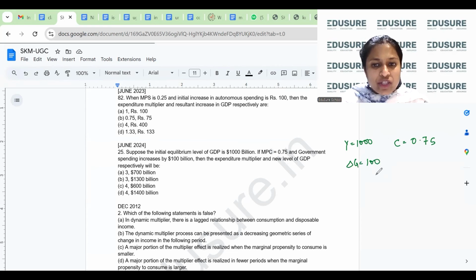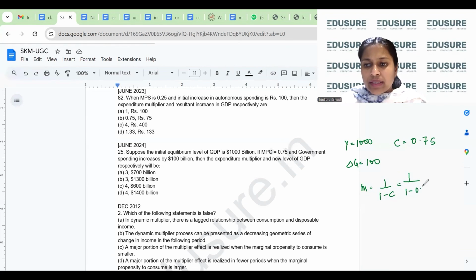Then the expenditure multiplier and the new level of GDP. So the multiplier formula remains the same. Multiplier would be 1 by 1 minus c. So this is going to be 1 by 1 minus 0.75, which is going to be equal to 1 by 0.25. So it's the same answer, which is 4.